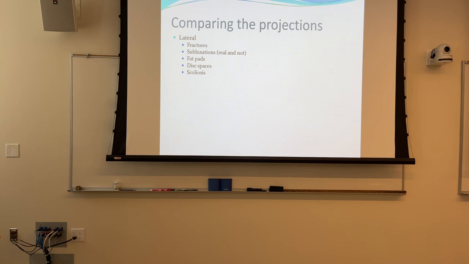But on the lateral, you should be able to visualize the fractures, subluxations, which are dislocations with presence of actual fractures or not. You should be able to visualize your fat pads, your disc spaces, the height of the vertebra and the height of the disc space, and to a lesser degree scoliosis.